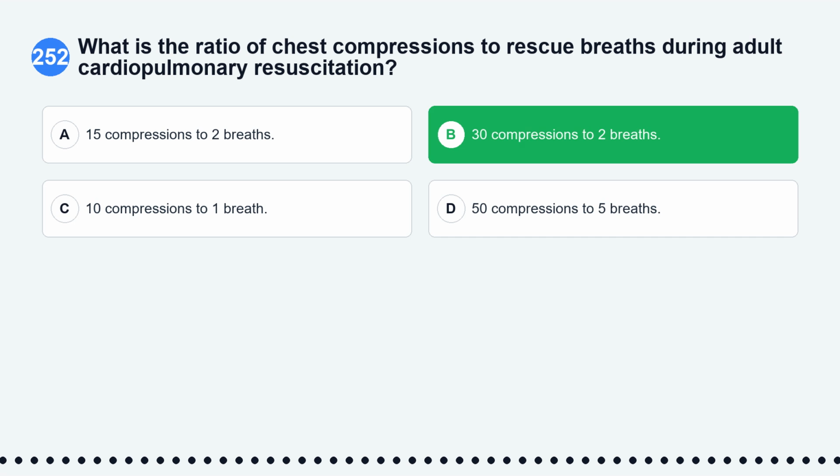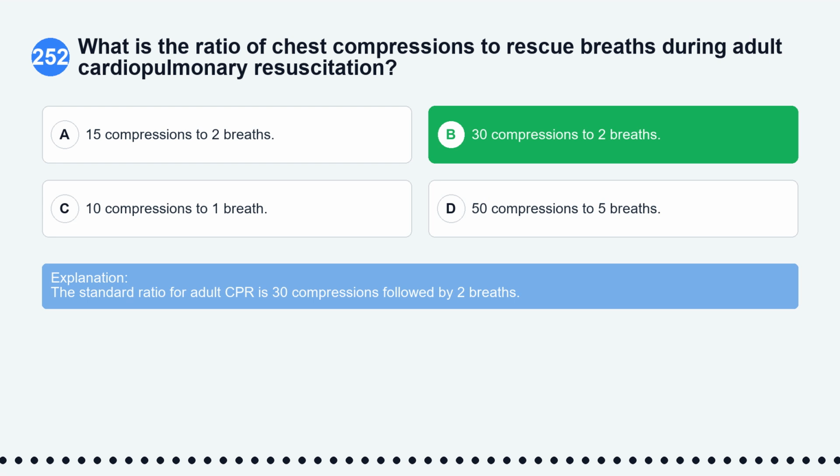The correct answer is option B. 30 compressions to 2 breaths. The standard ratio for adult CPR is 30 compressions followed by 2 breaths.